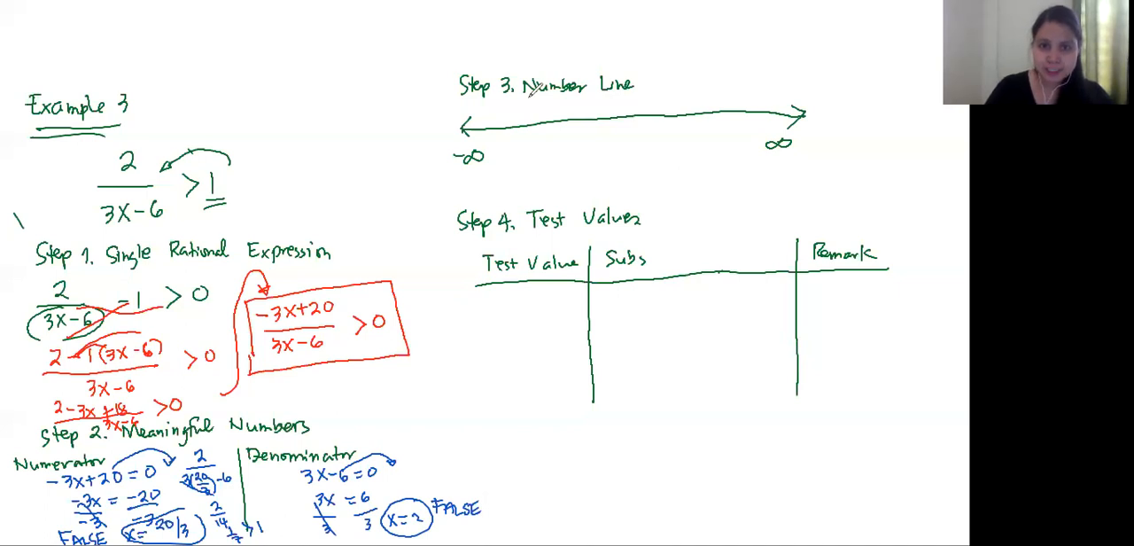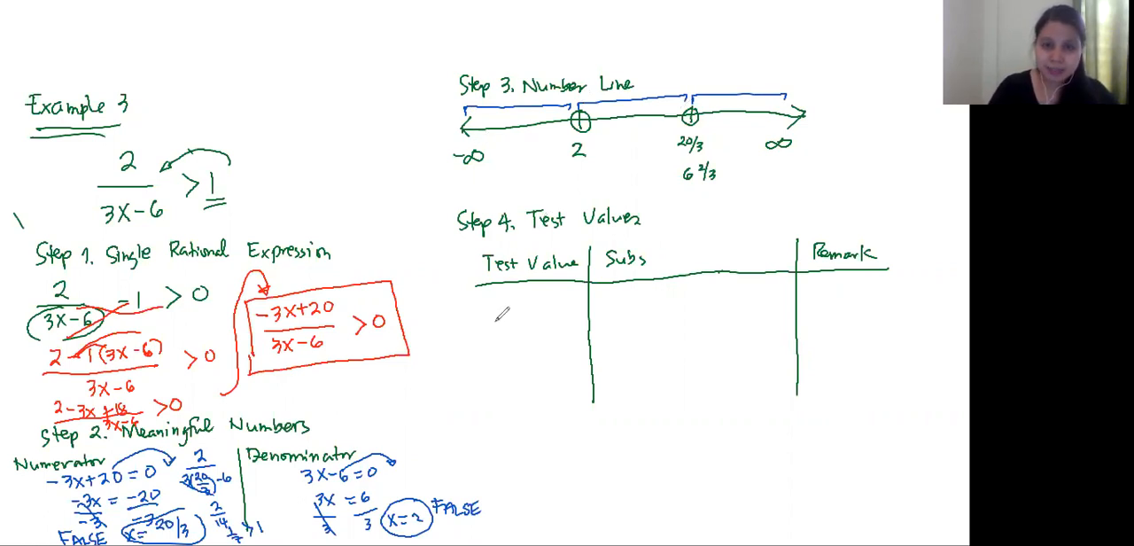Let's plot. We have 2 and 20 over 3. 2 goes first because 20 over 3 is equivalent to 6 and 2/3. Circle, circle. Since both are false, then they remain open. And you see we have 3 intervals. This is the first interval, the second interval, and the last interval.